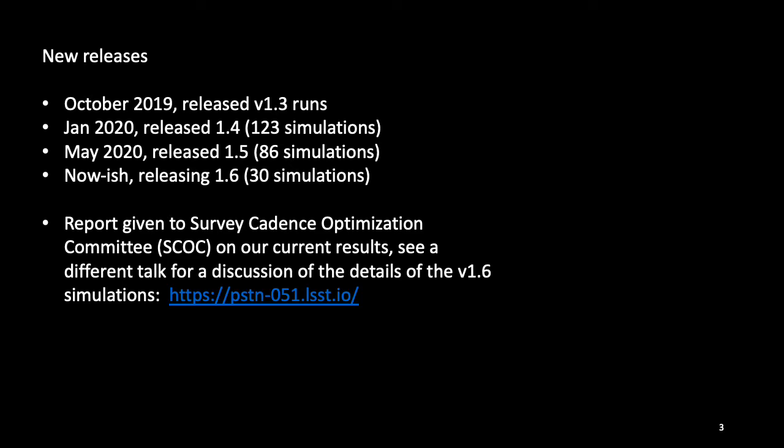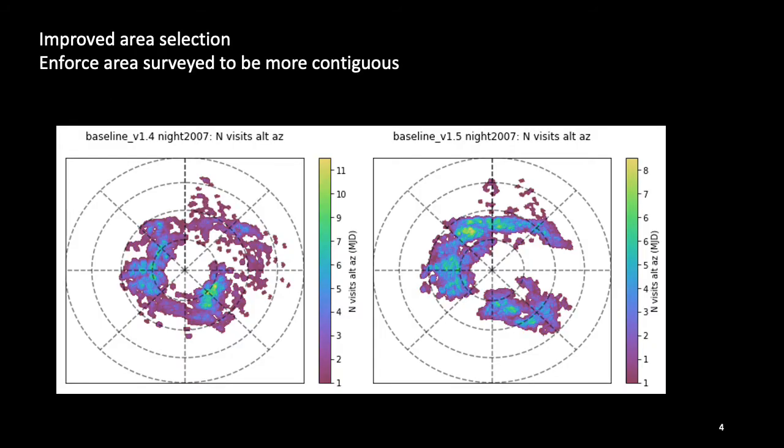We've generated a report for all of these simulated surveys to the SCOC, the Survey Cadence Optimization Committee. You can see the link there if you'd like to read it. It's like an 80-page report, so I'll just give some highlights of new things we've developed. We have more in-depth talks on the details of those simulations and the results. So we've worked on some algorithm improvements in the last year.